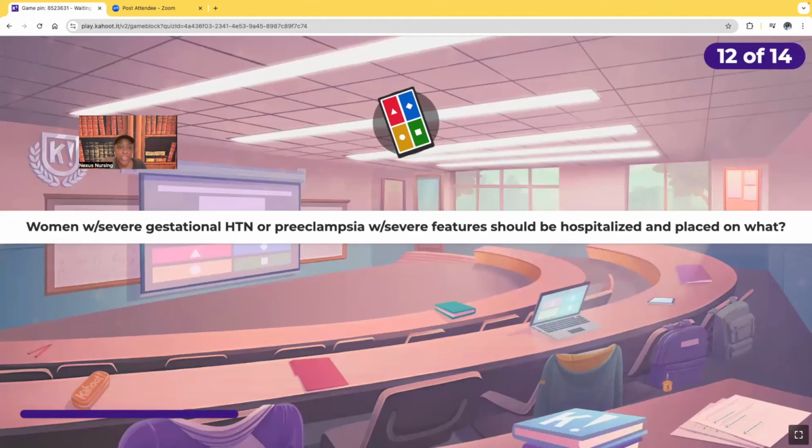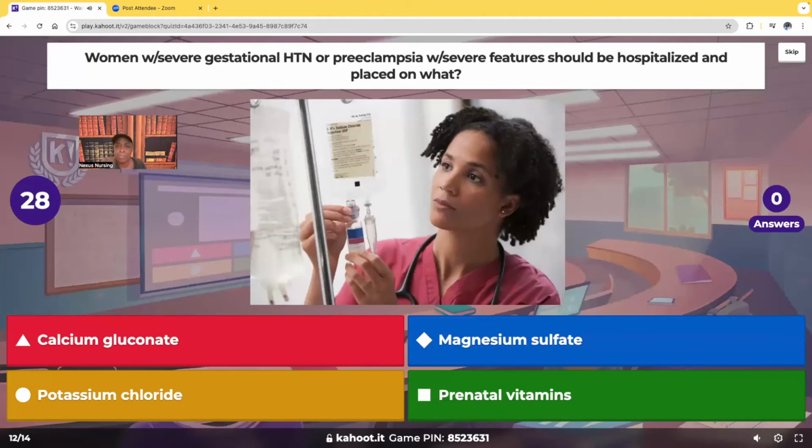All right, women with severe gestational hypertension or preeclampsia with severe features, they should be hospitalized and placed on what? Calcium gluconate, magnesium sulfate, potassium chloride, or prenatal vitamins. So if a patient has severe gestational hypertension or they have preeclampsia with severe features, they're going to have to be hospitalized and placed on which drug? Calcium gluconate, magnesium sulfate, potassium chloride, or prenatal vitamins.